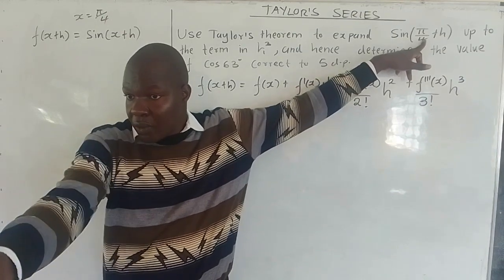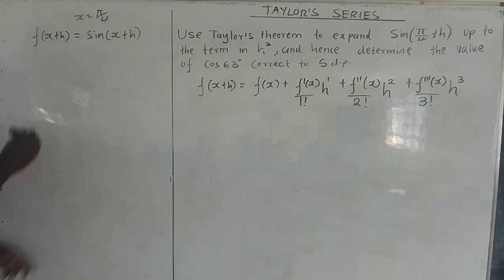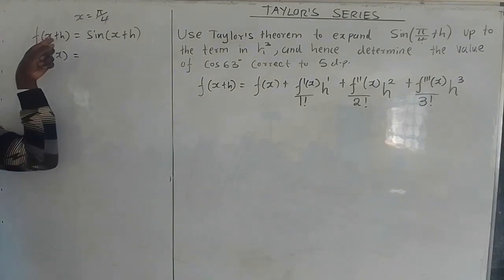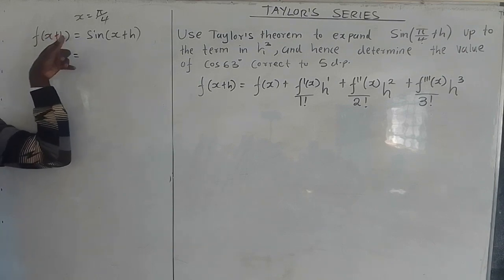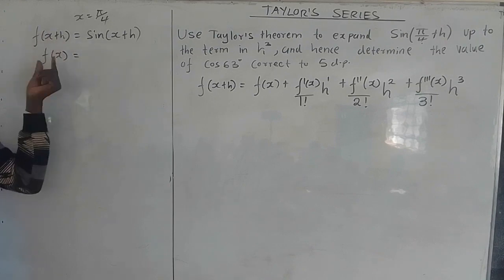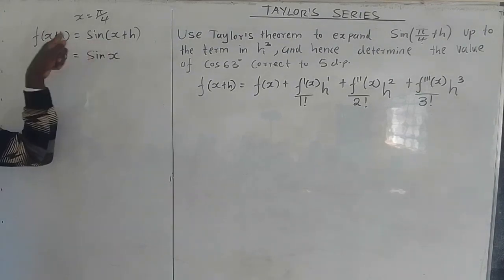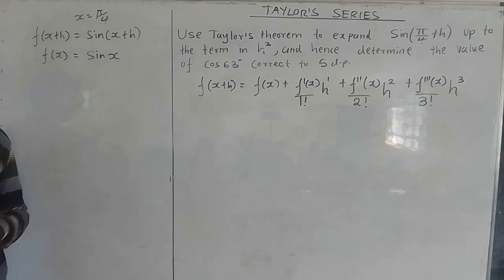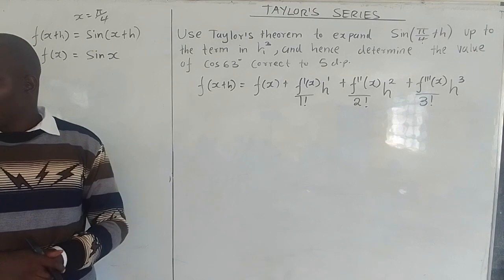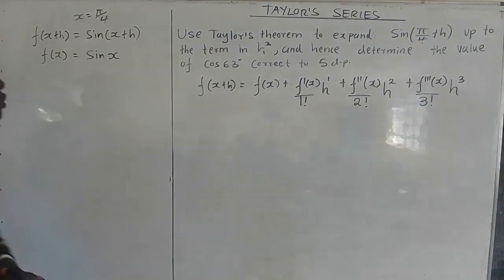Is that understood? Is that okay? Yes. So it is from this f of x plus h that you can now get your f of x. Meaning for you to get f of x from x plus h, h must be 0, isn't it? Are you seeing that? Meaning if h is 0, you remain with f of x equals sine x. So you see f of x is sine x because we need this f of x. Are we together? Is that okay? Good. So from here we start.